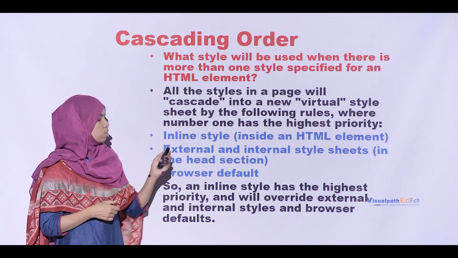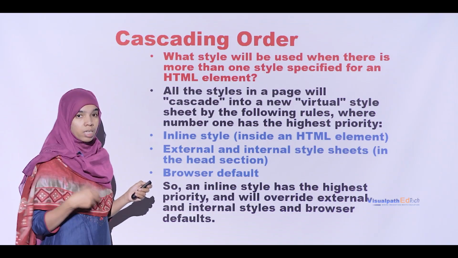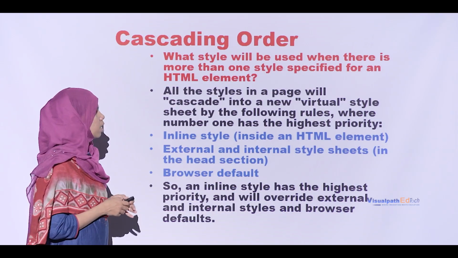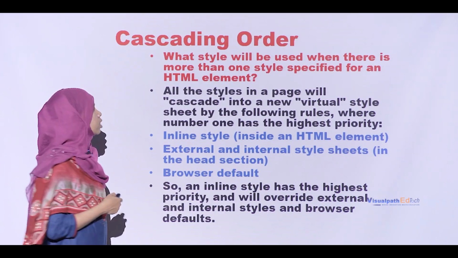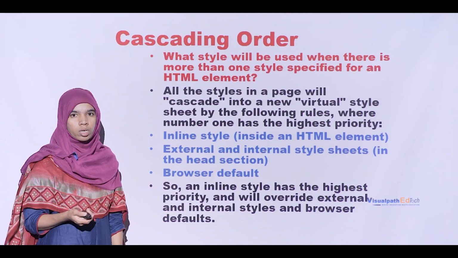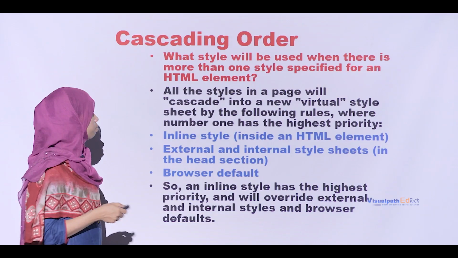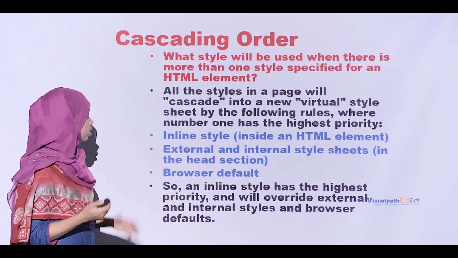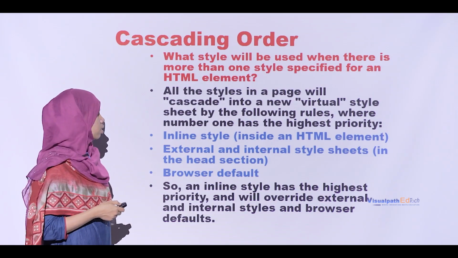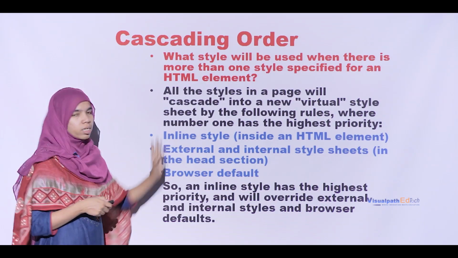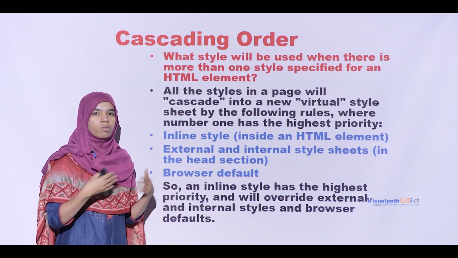So at that time, when it has to select from more than one, it will have multiple choices for selecting the styles. That time we use the cascading order, which one to be picked first. So all the styles in a page will cascade into a new virtual style sheet by the following rules. So what rules will you be applying here? Where number one has the highest priority. As I told you, for the paragraphs, you are setting different dimensions.